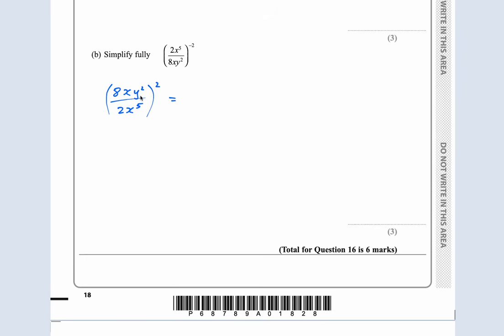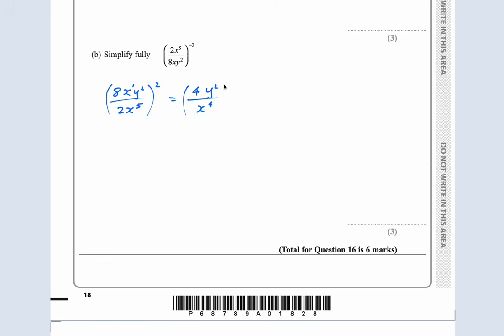Then I square everything. Actually, guys, it would be easier to divide first, right? So what I'm going to do is 8 divided by 2 is 4. So there's just a 4 at the top. x and x to the 5 cancels. So I'm just left with y squared on the top. And on the bottom, one of these x's cancels with one of these. So I'm left with x to the 4 at the bottom. So 5 minus 1 is 4.